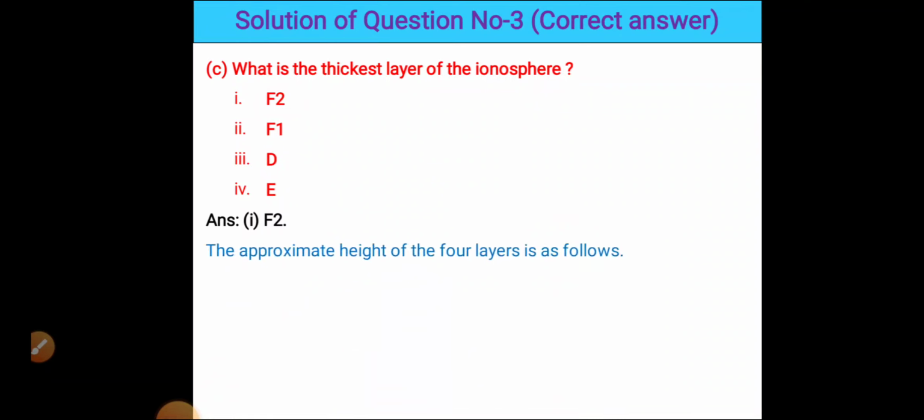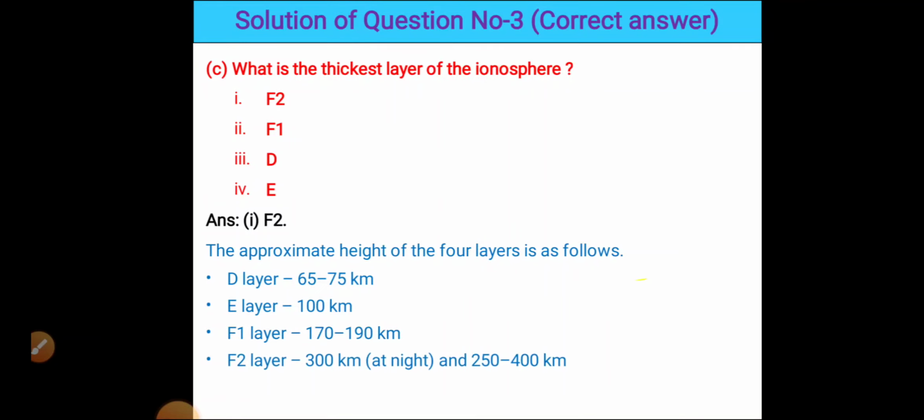So the approximate height of the 4 layers is as follows. First one is D layer, from 65 to 75 km, and E layer is up to 100 km, and F1 layer is 170 to 190 km, and then F2 layer is 300 km at night and 250 to 450 km during the day. So this is the thickest layer. F2 is the thickest layer of the ionosphere.